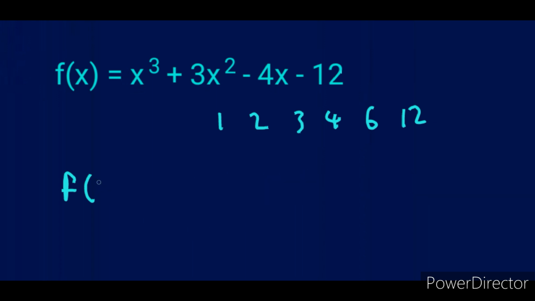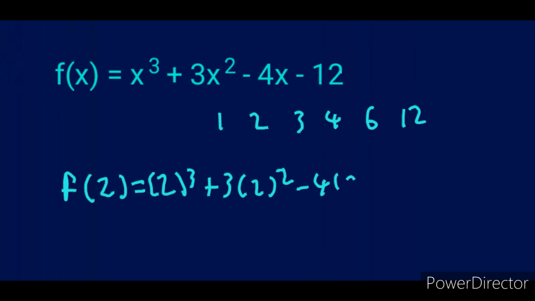If we test 2, we're going to have f of 2 is equals to 2 cubed plus 3 into 2 squared minus 4 into 2 minus 12. So let's see what answer this will give us. This will give us 0. So f of 2 is 0. So therefore 2 is a vector.